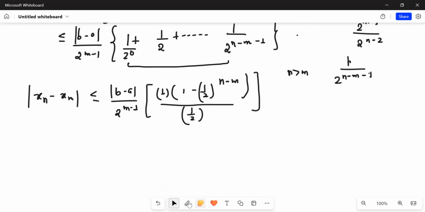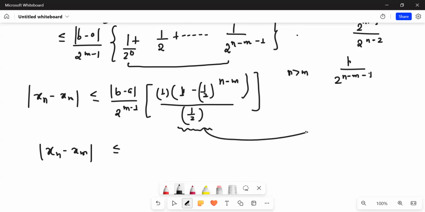Okay, this is how you're going to write it. And certainly I know that |xn minus xm| will be less than or equal to... just think, if I'm subtracting something from 1, I'm subtracting some number which lies between 0 and 1. So I can write that this particular whole thing would be less than 1, isn't it? Obviously this entire number would be less than 1. So I'll write it is less than or equal to the modulus of b minus a divided by 2 raised to power m minus 1.